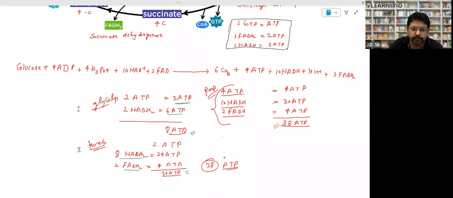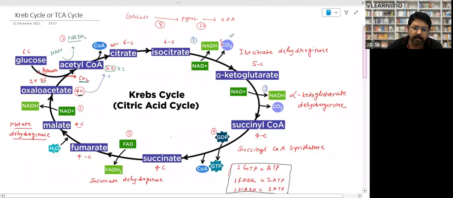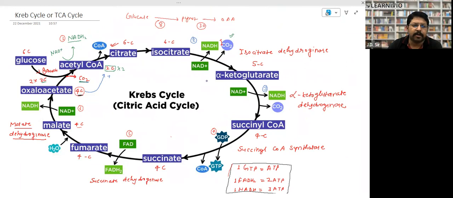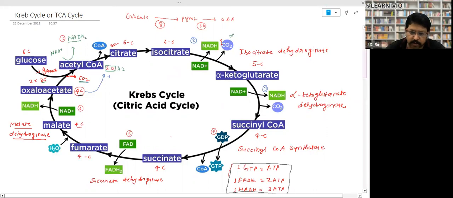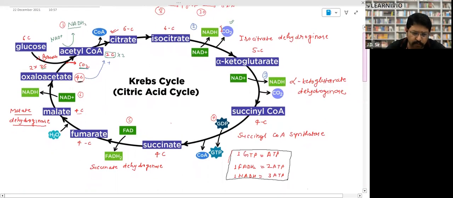That I have told you, and if you get a question where somebody asks, the answer will be either 36 or 38. So this is proof that 38 ATP formation will take place in the burning of one glucose molecule. What you have to remember is the number of ATP, NADH, and FADH2 produced. So that's why I have made the energy balance sheet for you. And normally you won't get a question on the enzymes, but yes, this is the simplest cycle which you need to remember. You have to remember this one at any cost, because if you don't revise it, you will forget it.